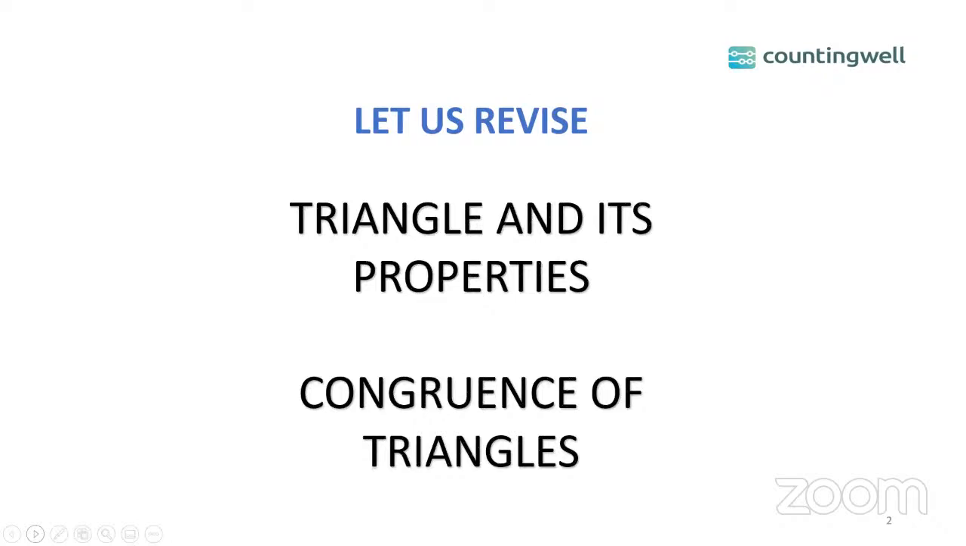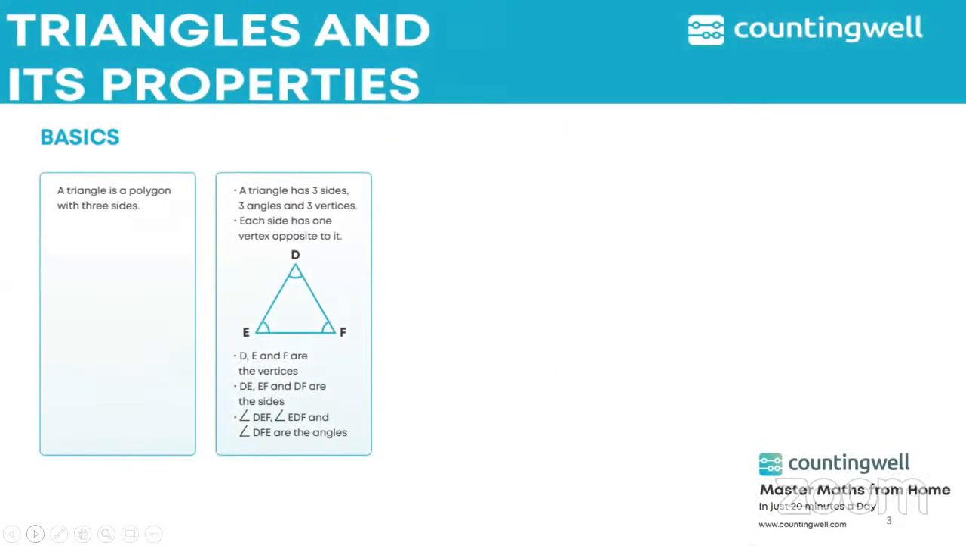In this session, I will take you through two chapters: triangle and its properties, and congruence of triangles, from class 7. So let us see some basics of the chapter triangles and its properties. So what is a triangle? A triangle is a polygon with three sides. It is a polygon having three angles, three vertices, and each side has one vertex opposite to it.